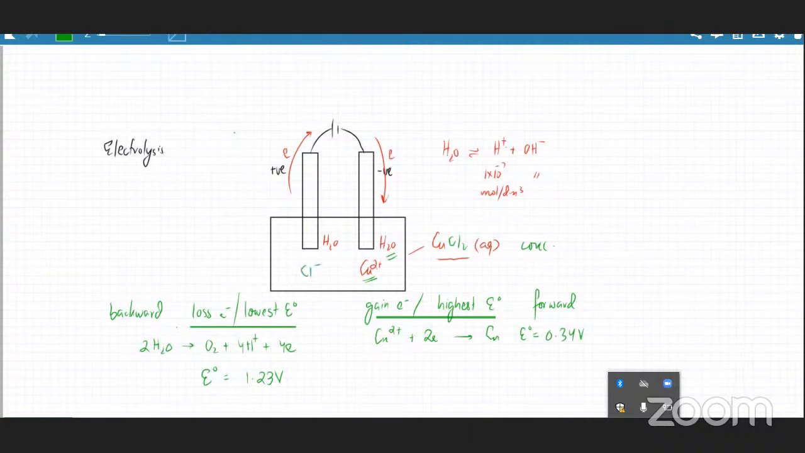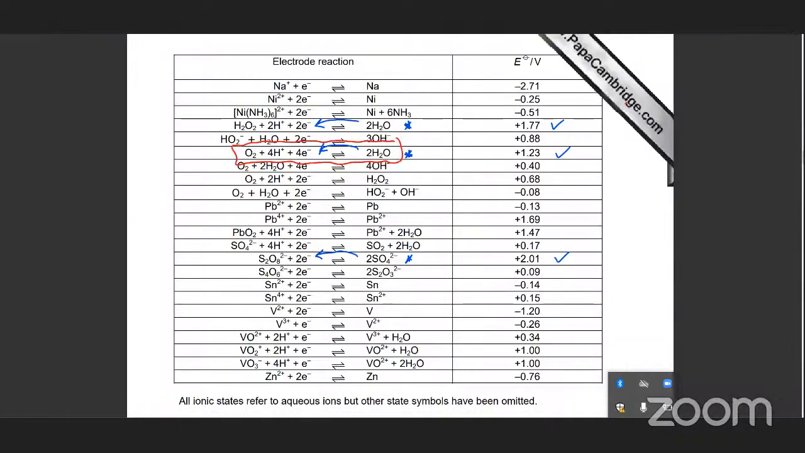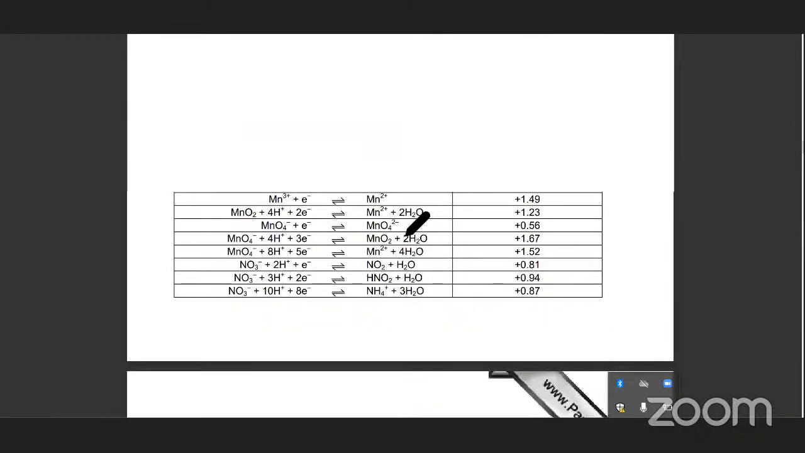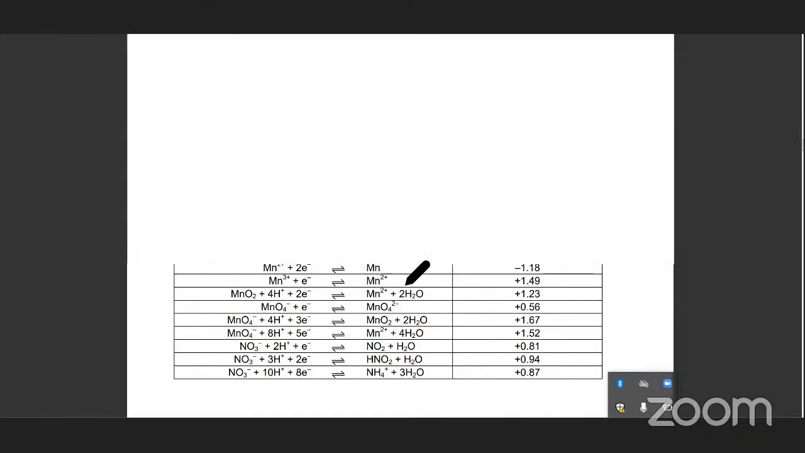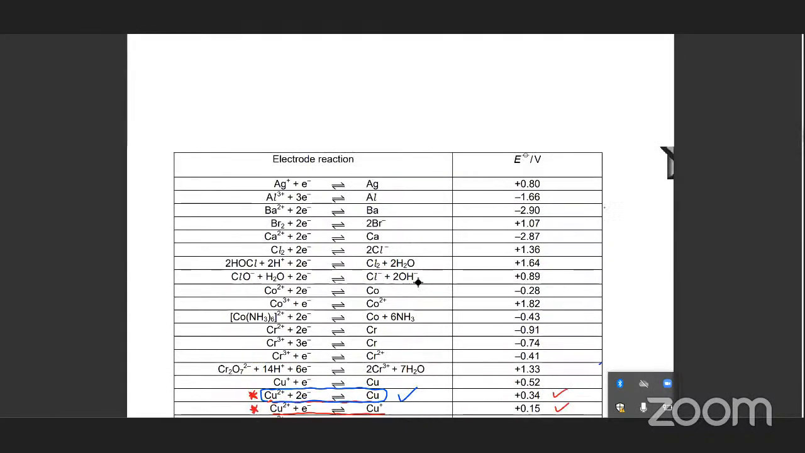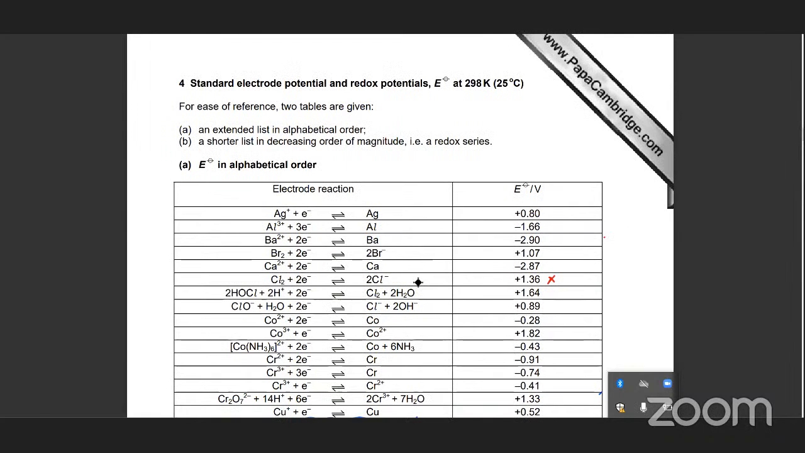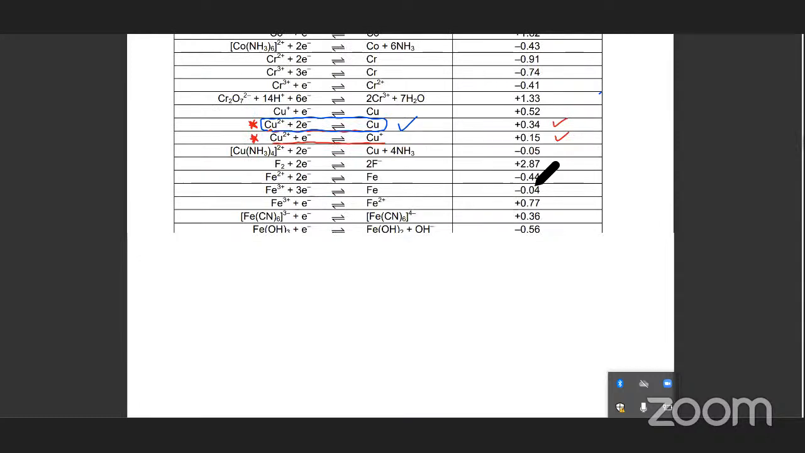If you go back and have a look at the data booklet for Cl minus 1, now there is no sulfate, so I'm going to rub this off. I've changed the question a bit. Now instead you had Cl minus 1, which was somewhere over here, Cl minus 1 losing electrons. It's 1.36 volts. Then you would notice that for this Cl minus 1 and the water one, the one that we selected, was 1.23 volts.